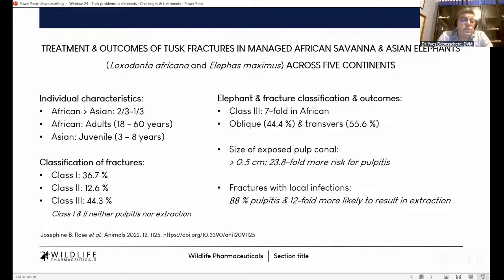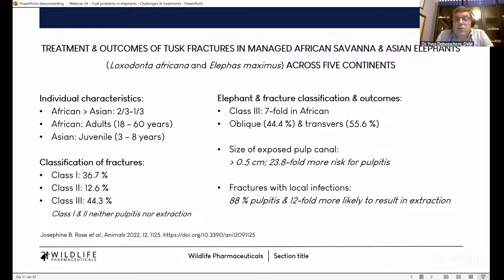So the half was either an open pulp with pulpitis. And the classification and the outcome, we saw that the class 3 was sevenfold in African, less in Asian, and that oblique fractures and transverse fractures, that means that oblique is going up and that transverse is that you can see a flat occlusal face, was more half and half, 44 to 55. And a very important one is the size of the exposed pulp candle. If it's more than half a centimeter, that means that there is 23-fold more risk of pulpitis. And 23-fold more risk means that this is a 100% risk of pulpitis.